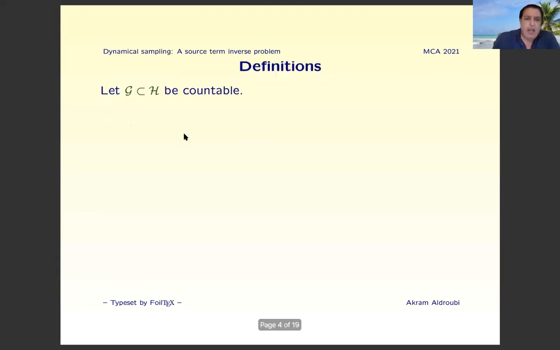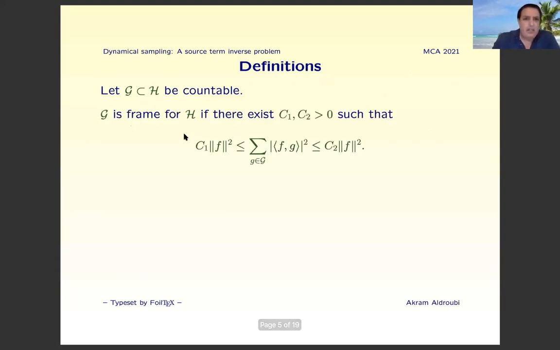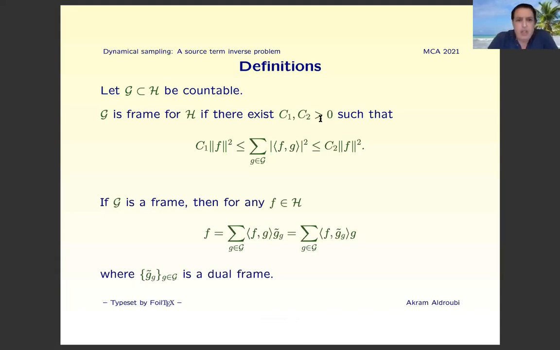Okay, so I'm going to start with a definition that we have said many times, but here just for notation. I have script G, that's a frame of H, if we have this inequality where C1 and C2 are positive constants. This is basically the frame reconstruction using the dual frame. I will be using this notation, script G, for a frame in a separable Hilbert space, with G being a countable set.